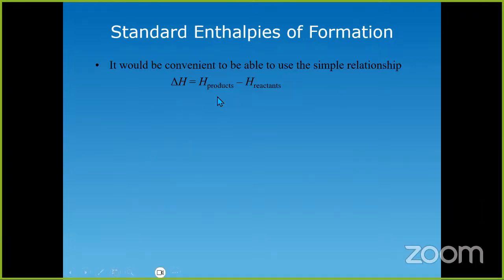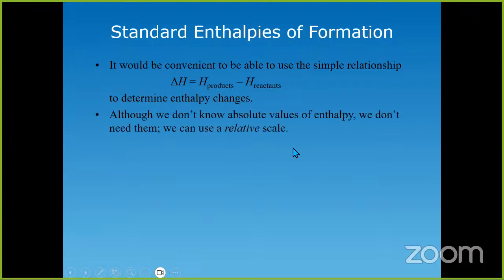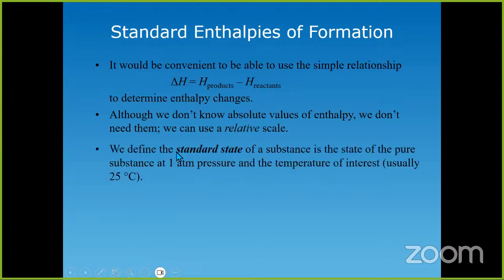So as stated here, it would be convenient, if it's possible, to measure enthalpy change by simply finding the difference between the H of the reactants and H of the products. But as I said before, that's impossible because we cannot know what the absolute values of enthalpies are. So what was decided is that a steady state of a substance is defined under the conditions of 1 atmosphere and temperature of 25 degrees Celsius, right? So that's a steady state.